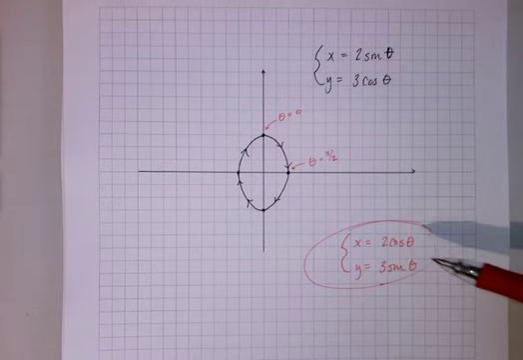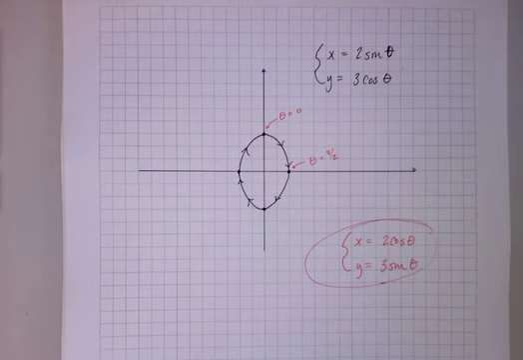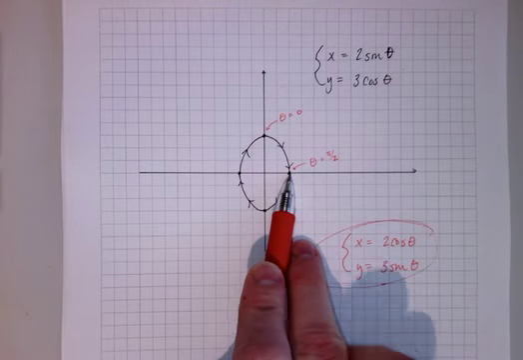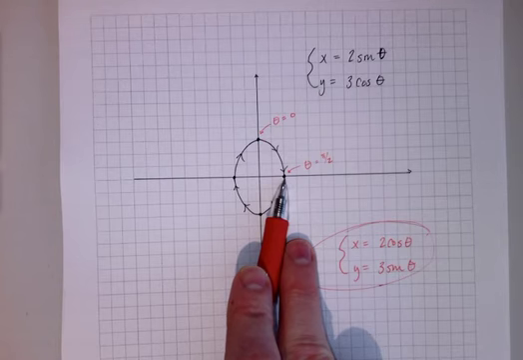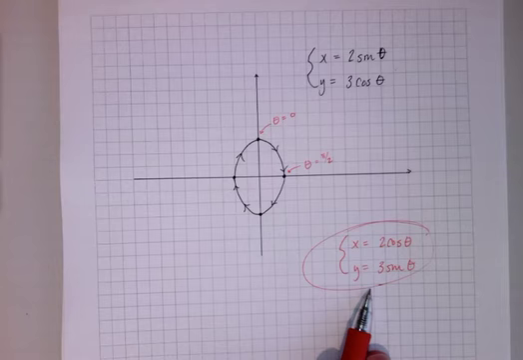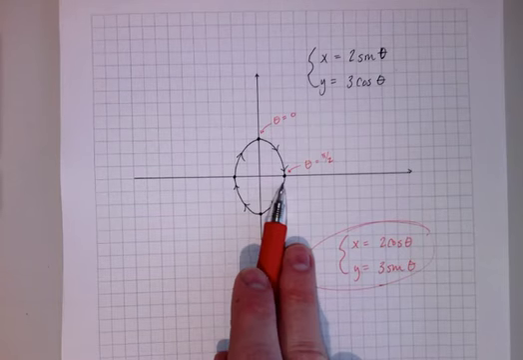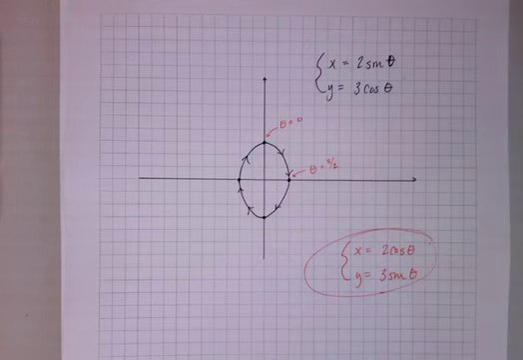The only difference between this one and this one is when. At what theta value does it arrive here at 2, 0? For this original one, it arrives at 2, 0 on the xy coordinate plane when theta is equal to pi over 2. For this one, it actually arrives there at theta is equal to 0. Okay?